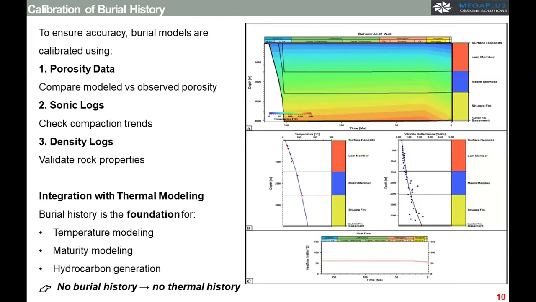Maybe you have a good source rock, a very high TOC, very high organic matter, very good kerogen, but actually you didn't enter the window of the oil. In this case, there is no oil or hydrocarbon present here.